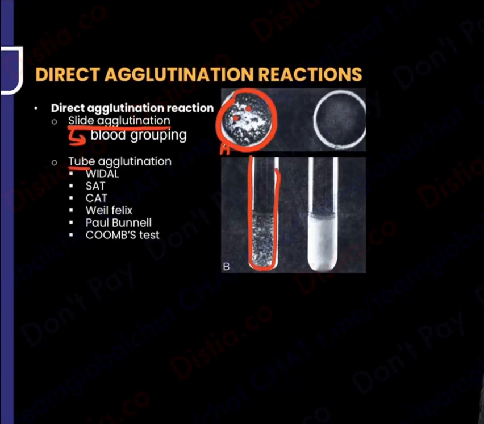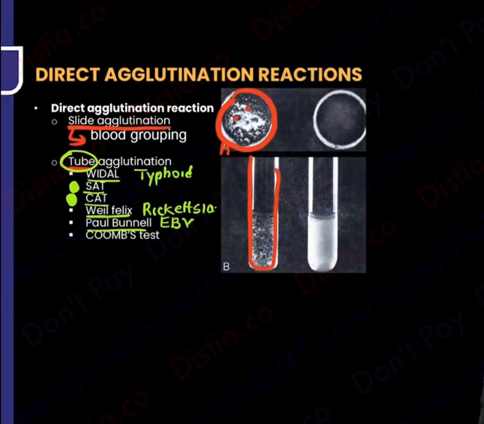What all comes? Can you tell me the names? Vidal test. Vidal test for what? For typhoid, of course. Okay, then what do you know the Weil-Felix test for? That is for rickettsia. What is the Paul Bunnell test for? It is for Epstein-Barr virus. What is this SAT and CAT? So now you will say that, ma'am, SAT and CAT are being done in a tube.